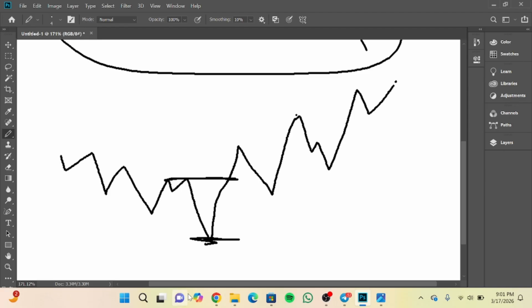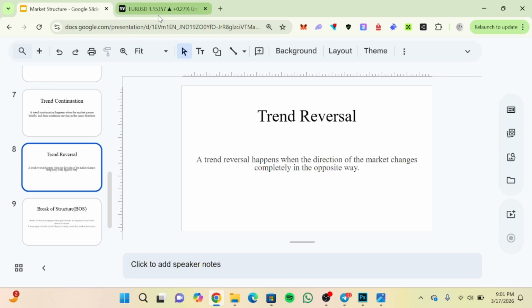So let's look at that on an actual chart.